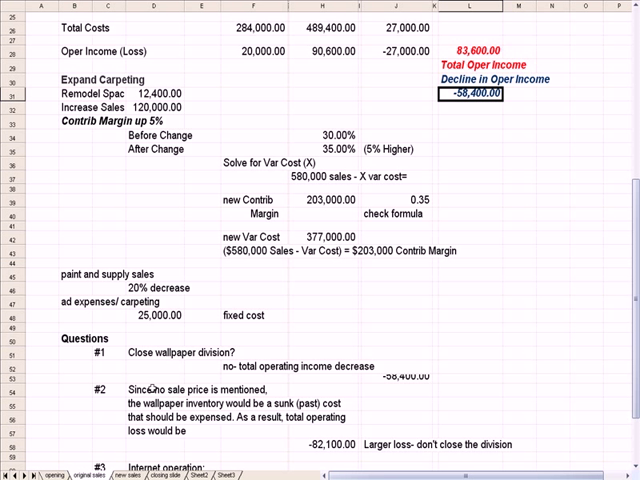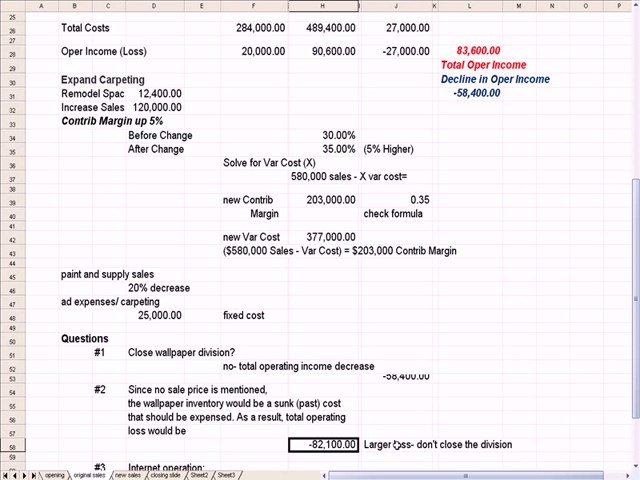The question that was asked was, well, what if we've got some wallpaper inventory that was left over? Since that wallpaper inventory was a sunk or past cost, that would have to be expensed somehow. It wouldn't be a sunk or past cost that we would ignore. It would be a sunk cost in that we would have to expense it. That would be an additional loss.